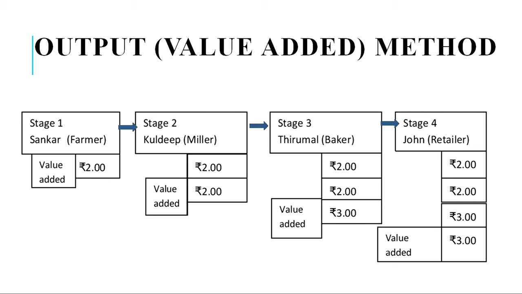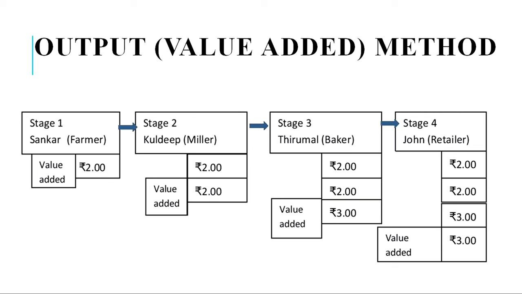So, in the first stage, the farmer, here I am just giving you an example of Shankar, the farmer, is making wheat. That wheat, the value would be, just an imaginary example, 2 rupees. In the second stage, it goes to Kuldeep, who is a miller. He makes the wheat into flour, into powder. So this 2 rupees in the hands of Kuldeep has value added of 2 more rupees. So totally how much? It is 4 rupees.